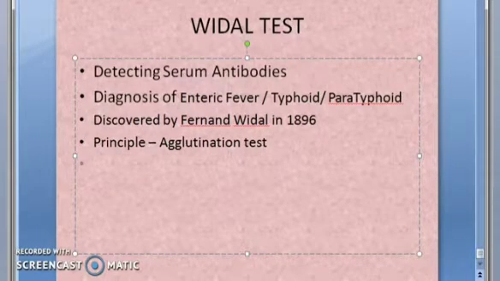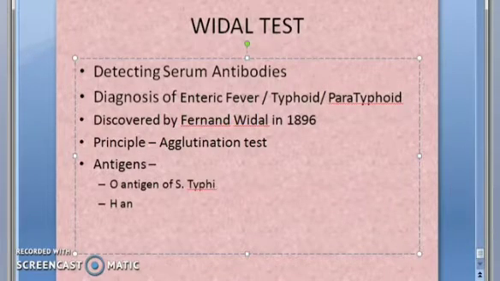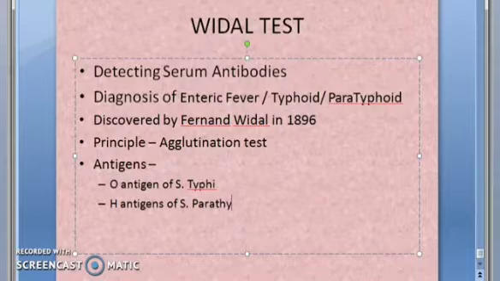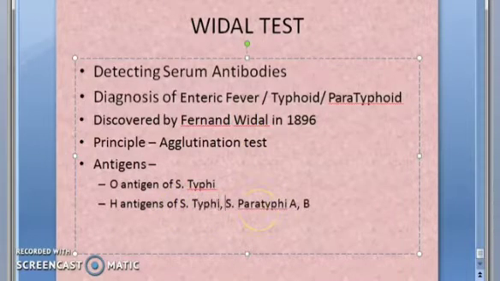What antigens do we use? O antigen of S. typhi, H antigens of Salmonella Para-Typhi A, B, and O also. H antigens of all these we use. Salmonella typhi, Salmonella Para-Typhi A and B. So the antigens used are O antigen of Salmonella typhi, that's called TO.